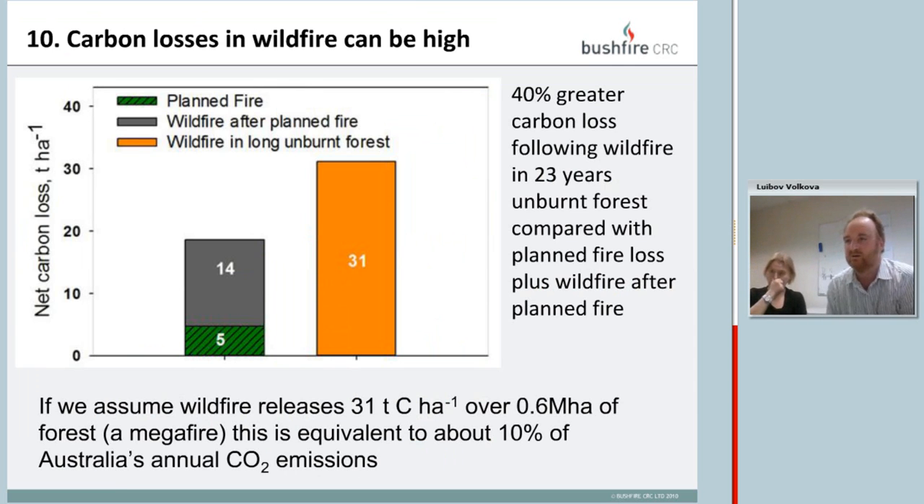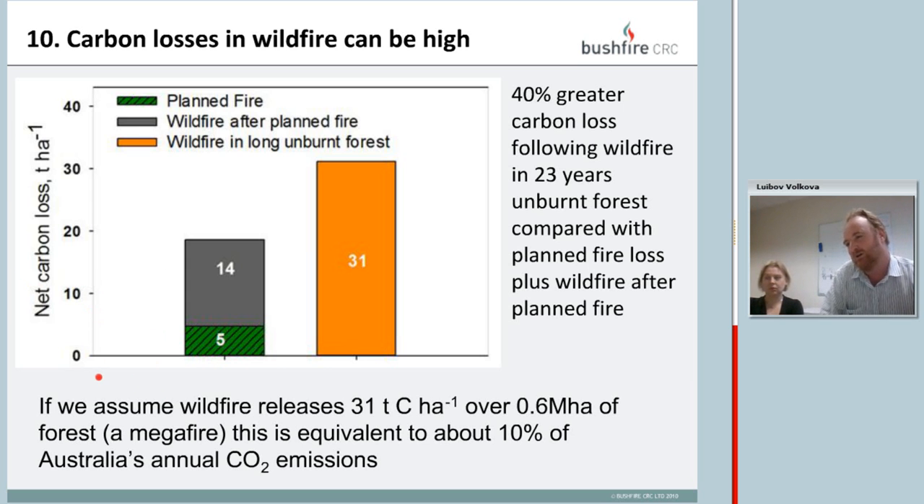So carbon losses in wildfire can be high. And in our case, using purely the empirical data that we managed to assemble from the field studies, we found a 40% greater carbon loss following wildfire in the 23 years unburnt forest, and this is the punchline, compared with planned fire loss plus wildfire after planned fire, which are these two boxes on the histogram here. So if we assume that planned fire doesn't prevent wildfire from burning through that forest, then the losses here were 5 plus 14, which is roughly 19 tonnes of carbon per hectare.